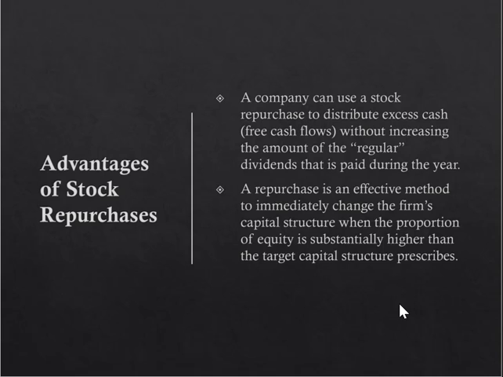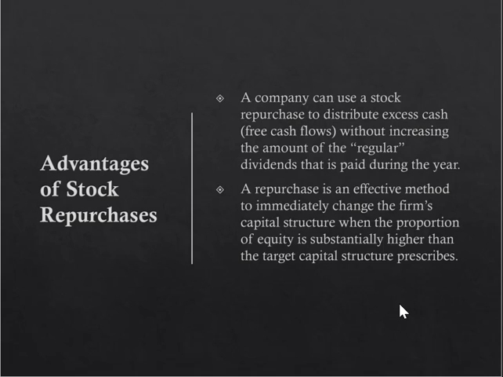There's some advantages to stock repurchases. A company uses stock repurchases to distribute excess cash flow without increasing the amount of the regular dividend. They buy the stock on the open market. The person who sells the stock has a capital gain or loss, and the company puts it in treasury stock, and it becomes a contra equity account. And a repurchase is an effective method to immediately change the firm's capital structure when the proportion of equity is substantially higher than the target capital structure.